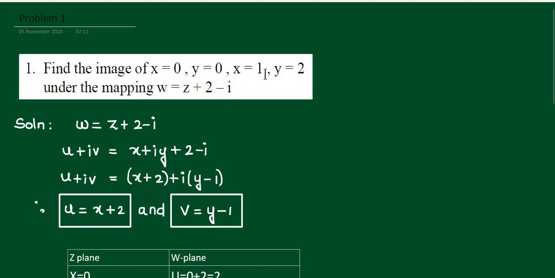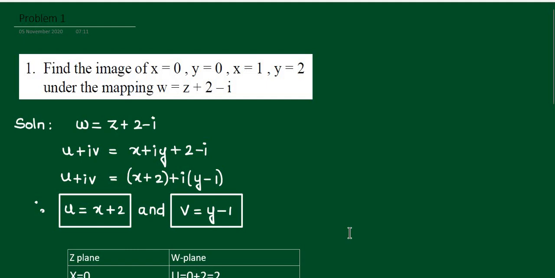Since all these equations are in terms of x and y, that is Cartesian coordinates, let us replace w as u plus iv and put z as x plus iy, that is, express these in terms of Cartesian coordinates. So, after comparing you get u is equal to x plus 2 and v is equal to y minus 1, that is u and v are in terms of the Cartesian coordinates.